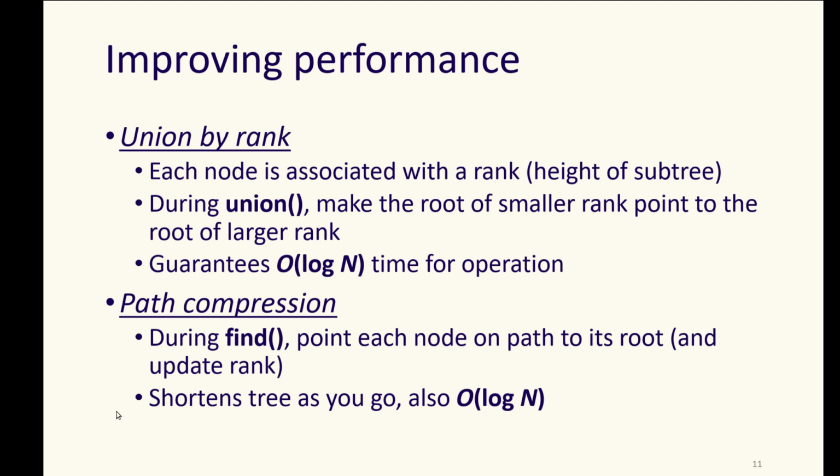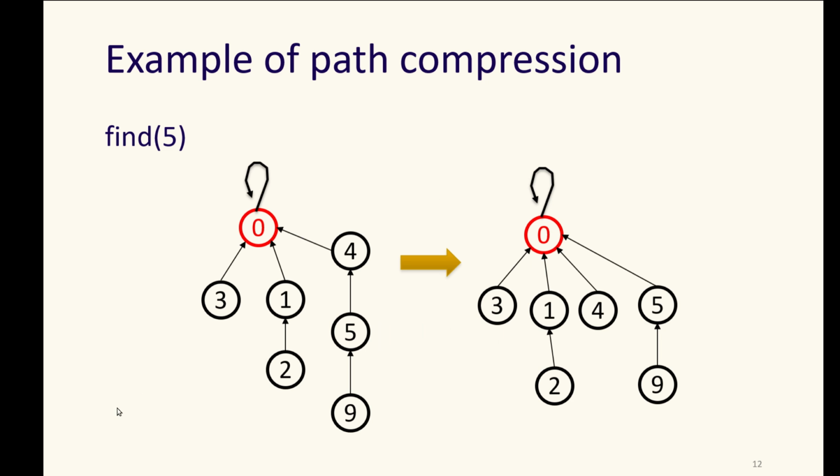So for example, if I did a find of 5 in this tree, then when I find that 5 connects to 0, I may as well just connect 5 directly to 0. So next time someone asks, I'll be able to just say, yep, 5 is in the 0 tree. Only one step. This prevents us from getting very long branches in the tree here.